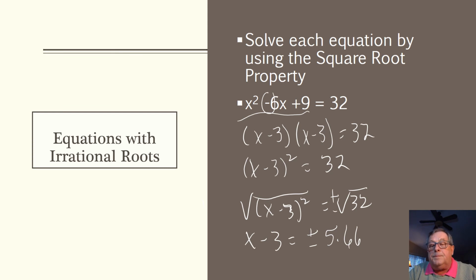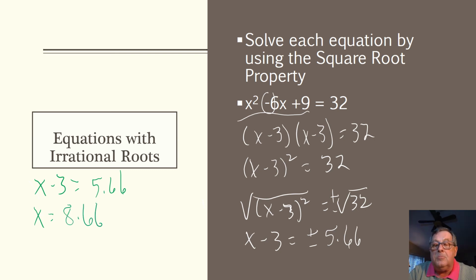All right, well, let's take these and let's solve them. So I've got x minus 3 equals positive 5.66. I'm going to add 3 to both sides. So I got x equals 8.66. That's half of my root. That's one of my roots, one of my irrational roots.